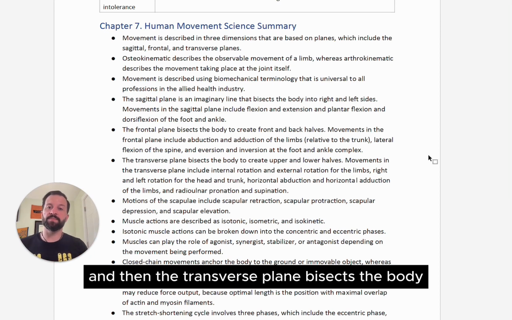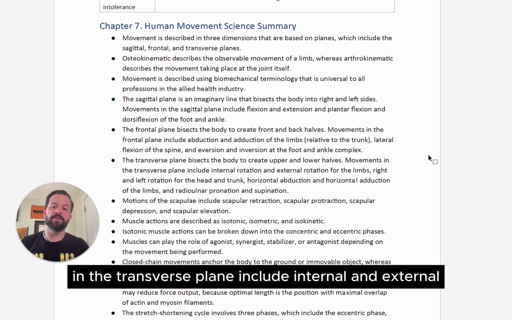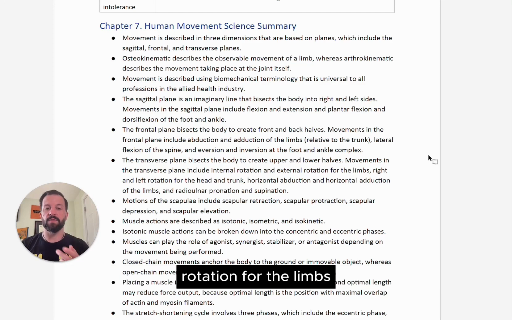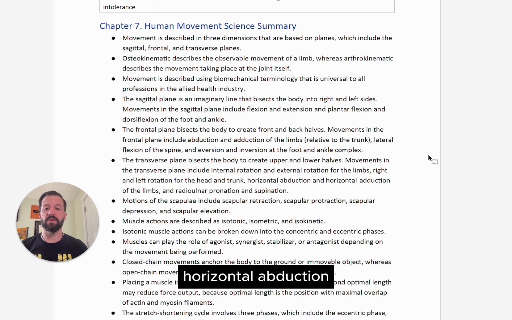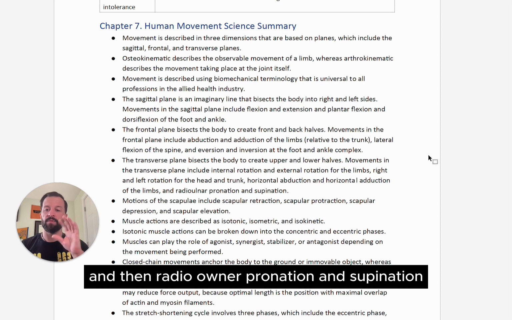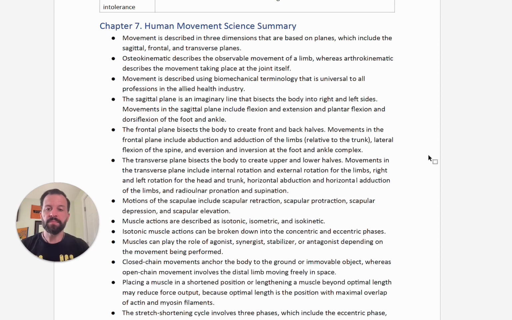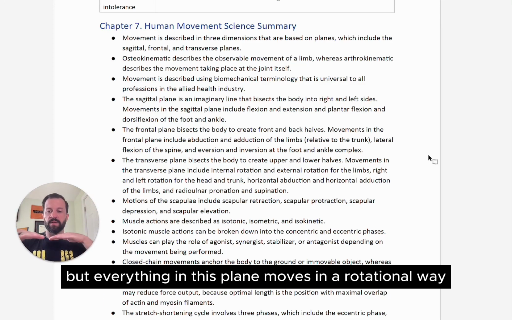And then the transverse plane bisects the body to create upper and lower halves. Movements in the transverse plane include internal and external rotation for the limbs, right and left rotation for the head and trunk, horizontal abduction and horizontal adduction of the limbs, and then radial ulnar pronation and supination. So again, the transverse plane cuts us top to bottom, but everything in this plane moves in a rotational way.